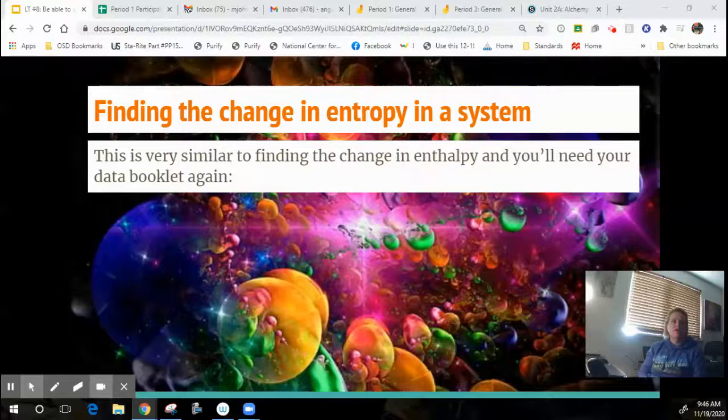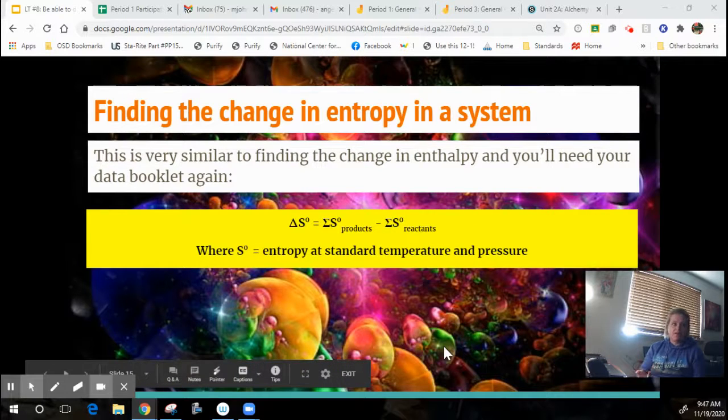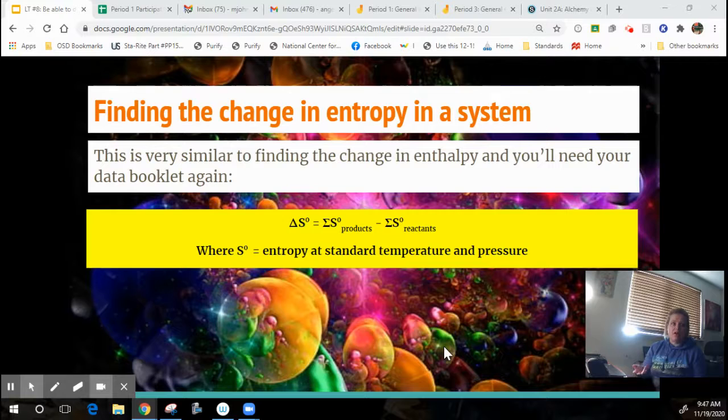Okay, so the final thing we're going to do here is find an equation to calculate the change in entropy in a system. This equation is going to look incredibly similar to how you find the change in enthalpy in a system and what we're going to be doing with Gibbs' law that's coming up next. So here is that equation. The change in entropy in a system is going to be the sum of the entropy in the products minus the sum of the entropy in the reactants. And again, you're going to get those values directly from that data booklet.